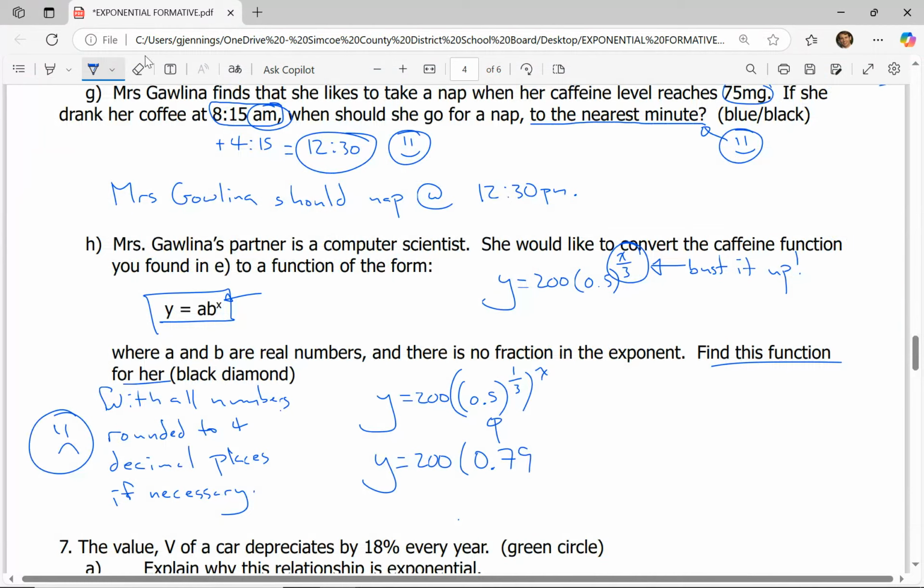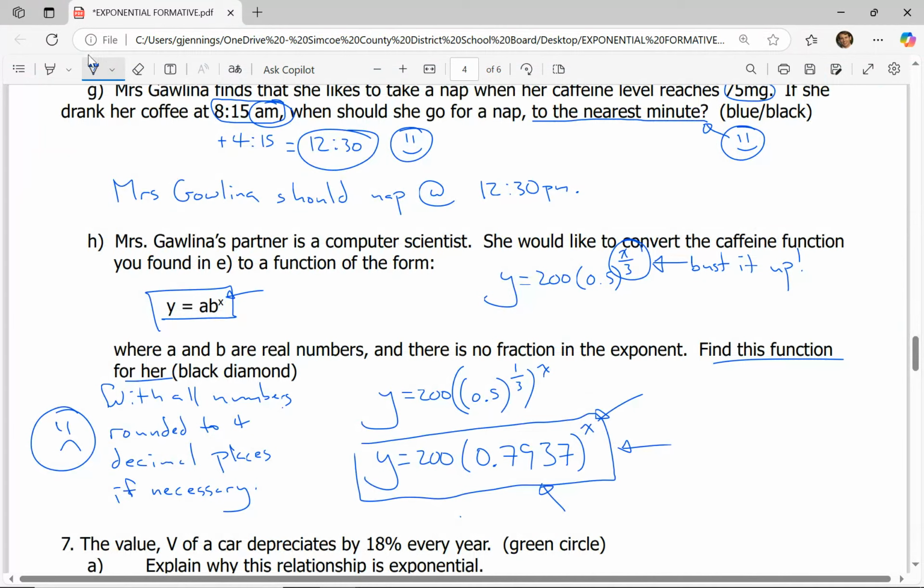Okay, this function has the advantage of just being able to take x as the number of hours, and this tells you that her caffeine goes down by pretty darn close to 21% every hour, or exactly 50% every 3 hours. Okay, and that's done.